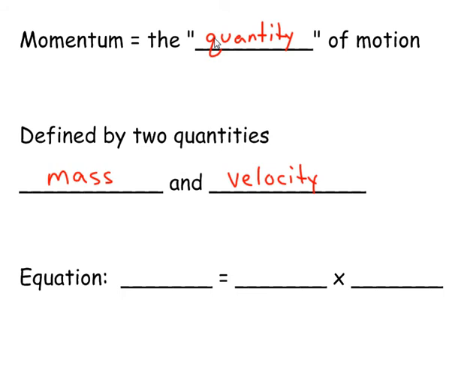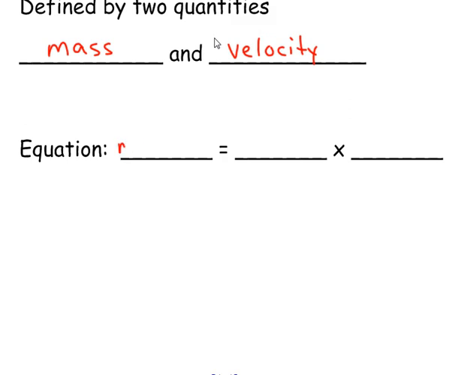The equation for this is momentum equals mass times velocity. We can shorten these variables using letters to represent them, or variables. The letter we use for momentum is not what you would think.